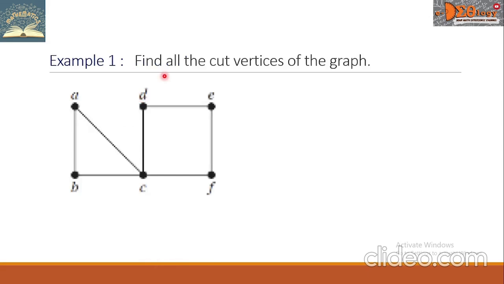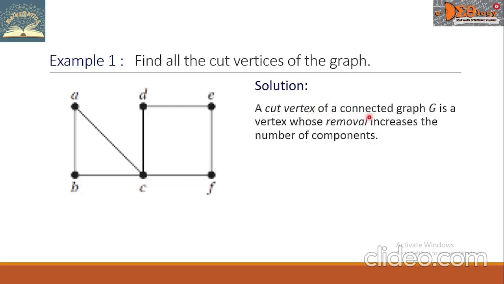Example 1. Find all the cut vertices of the graph. A cut vertex of a connected graph G is a vertex whose removal increases the number of components. In the graph here, there is only one component. Look at vertex C. If we remove vertex C along with the edges connected to it, the graph becomes like this. From one component, it becomes two components. Therefore, the cut vertex is this vertex C.